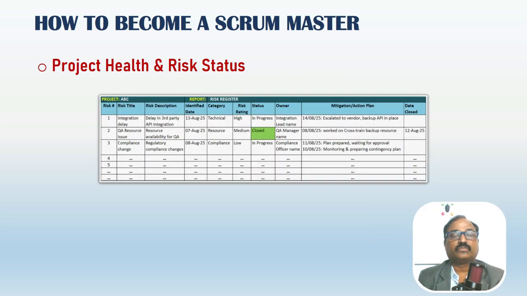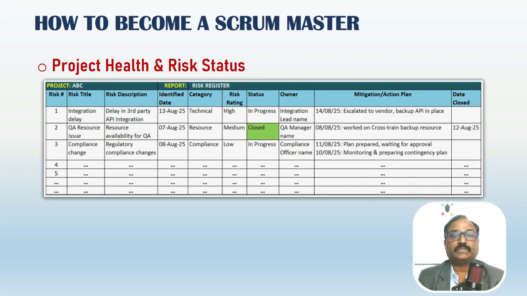Project risk status, also we call it as risk register. This is the most important document for the Scrum Master. This focuses on identifying, collecting, tracking and mitigating the risks. Risk register can contain different categories of items like issues, concerns, risks, dependencies.